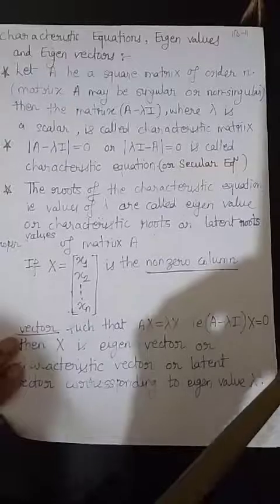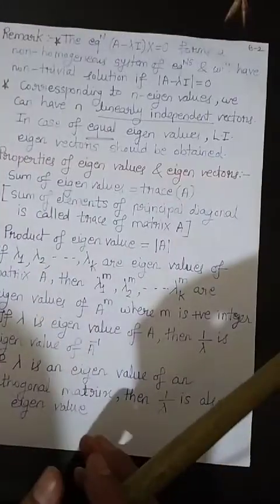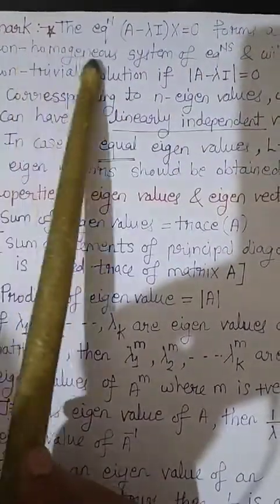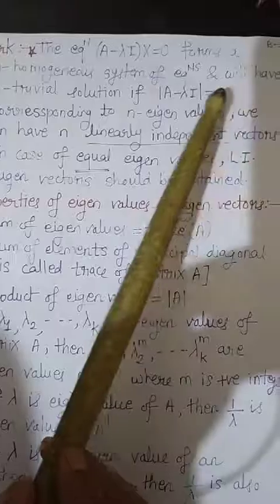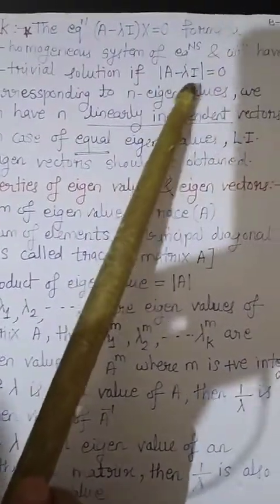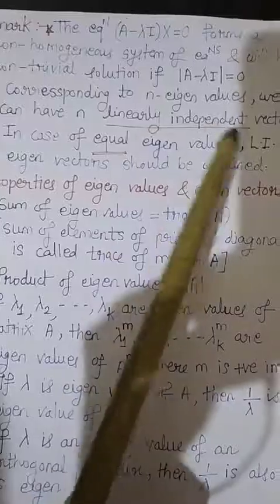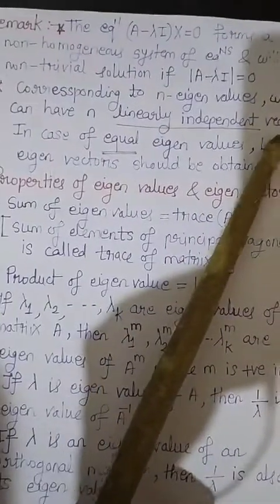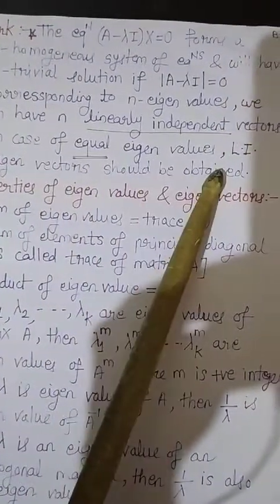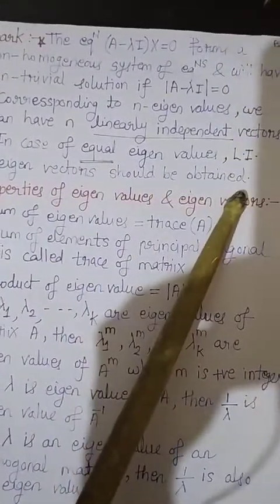Now let us see some of the important remarks about the eigenvalue, eigenvector and characteristic equations. This equation forms a homogeneous system of equations and it will have a non-trivial solution only if determinant of A minus lambda I equal to 0. Corresponding to n eigenvalues, we will have n linearly independent eigenvectors. So in case of equal eigenvalues, the linearly independent eigenvectors should be obtained.